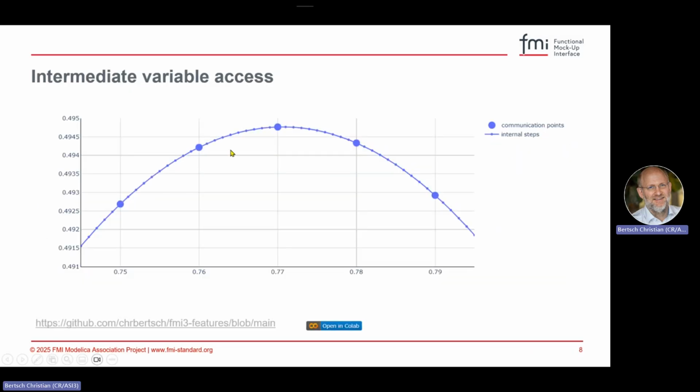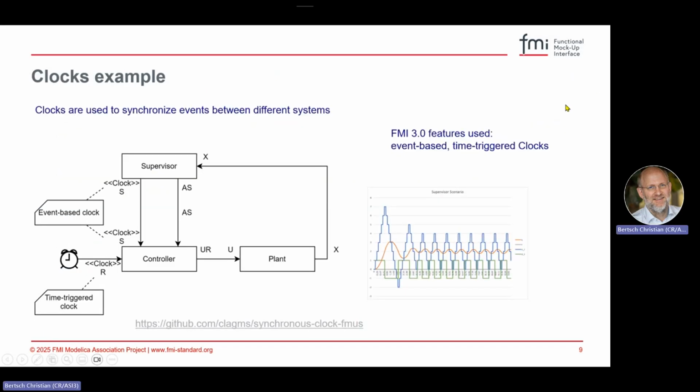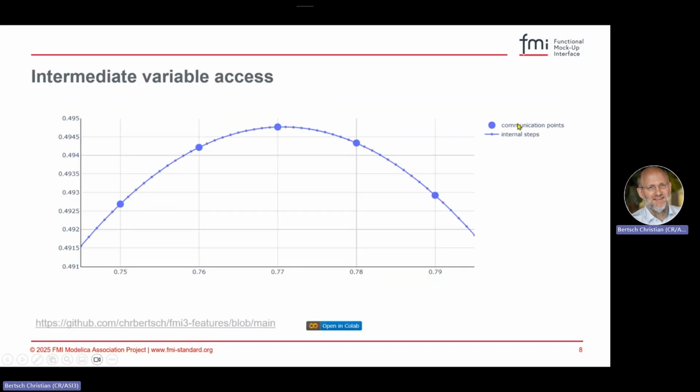Another thing is here comes an example for the intermediate variable access. So the big bullets are the communication points in a co-simulation FMU. And you can imagine here that internally the FMU calculates with a smaller time step. And previously in FMI2, there was no way you could get this information out, even for displaying. What we see here would not be possible. So, for example, your tool would typically display this with a linear interpolation.